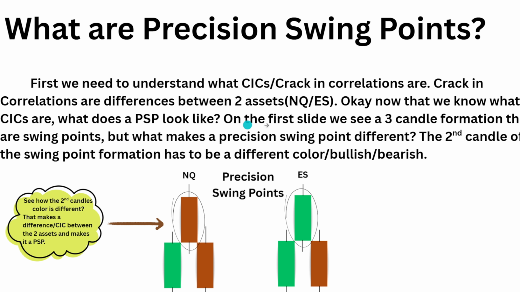On the first slide, we see a 3-candle formation, like right here. This is the picture from the first slide, with NQ on the left and ES on the right. The first one is for a bullish scenario. This is a bullish precision swing point. We see a bullish candle, a bearish candle, and then a bearish candle, but the middle can be any color. The first has to be an up close, and the third has to be a down close.